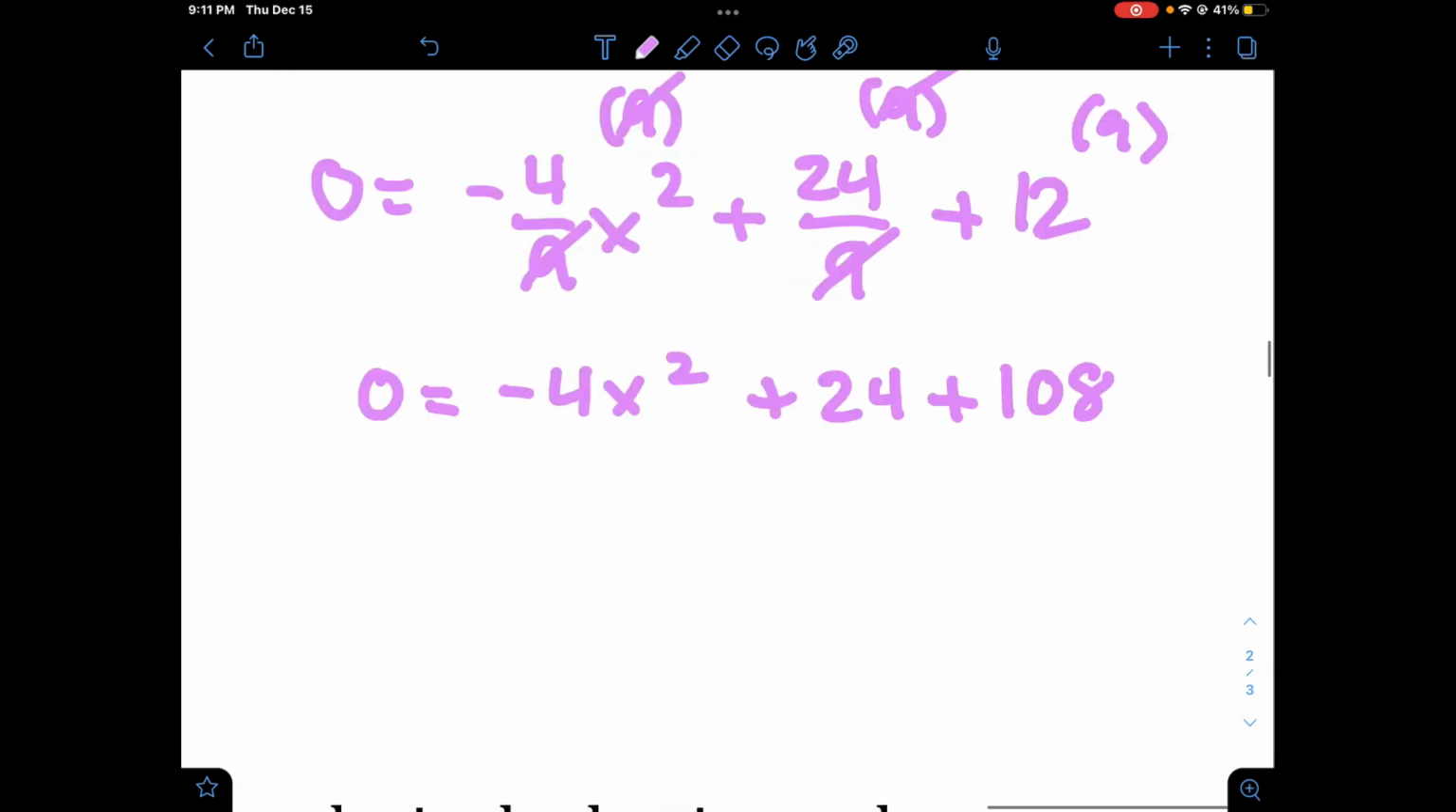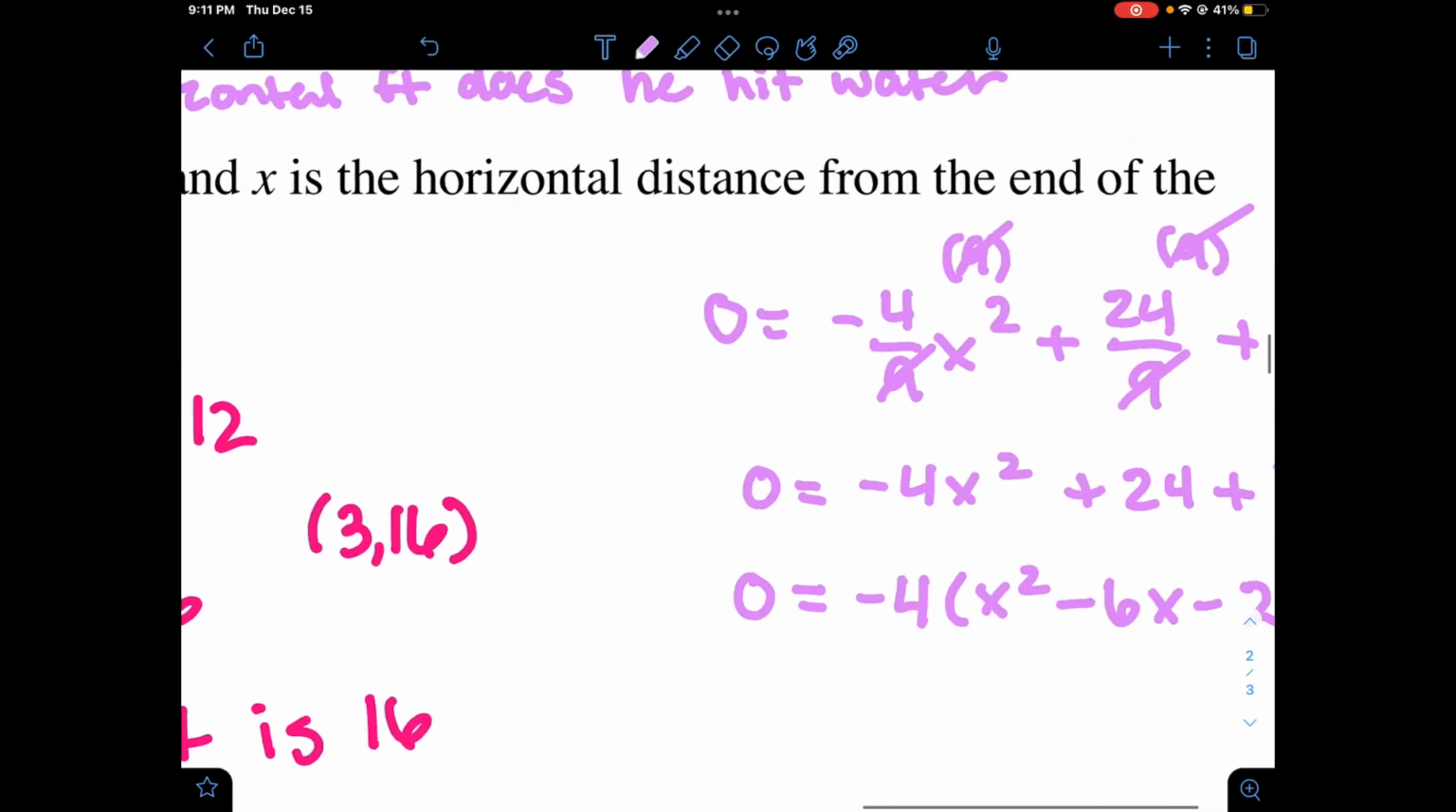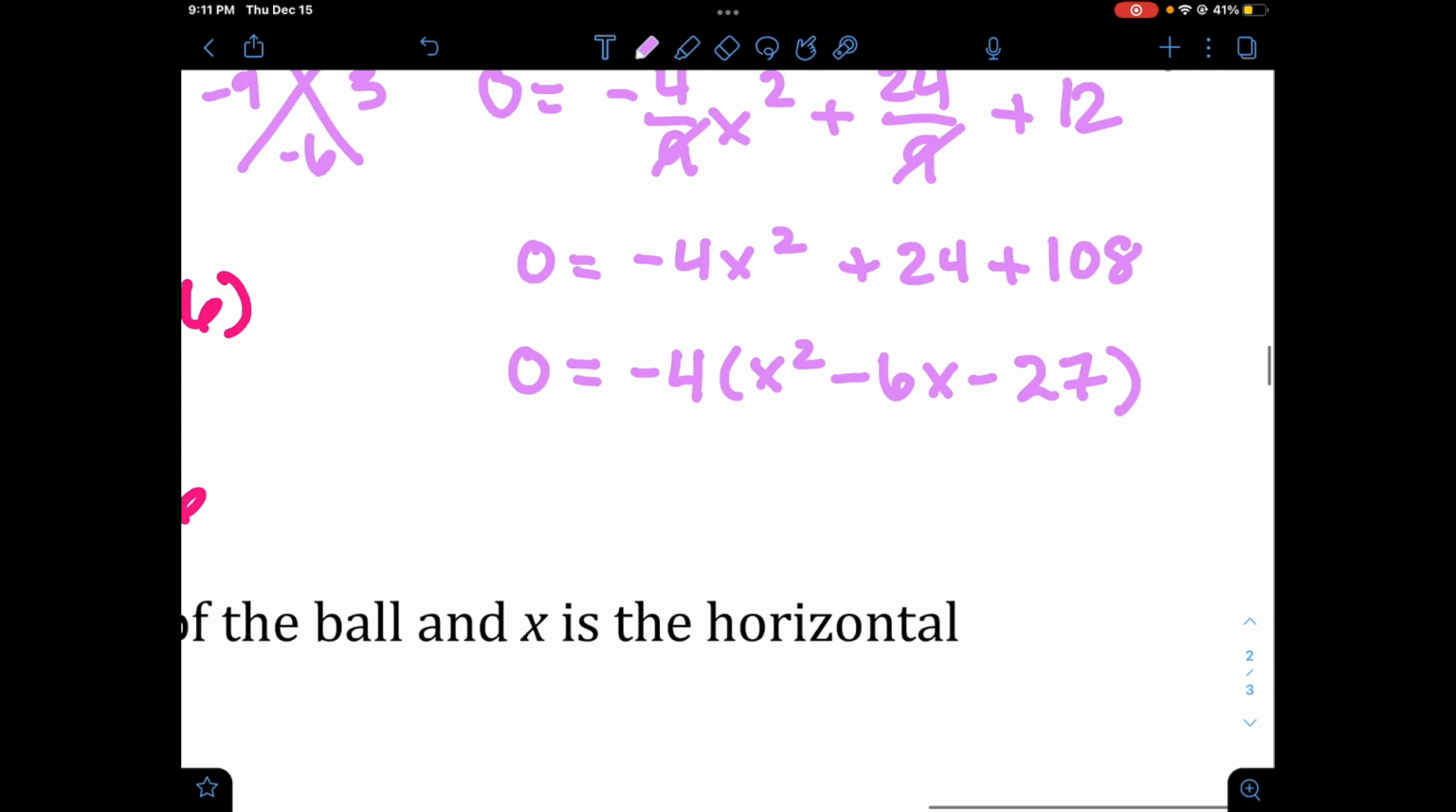So now we're going to factor it out even more. We're going to take the negative 4 out of the equation, so it'll be x squared minus 6x minus 27. And now we're going to use the x method. So negative 27 and then negative 6. So that would be negative 9 and 3. So then now we have that. It'd be negative 4 times x plus 3, and then x minus 9.